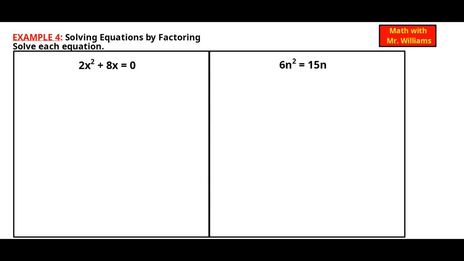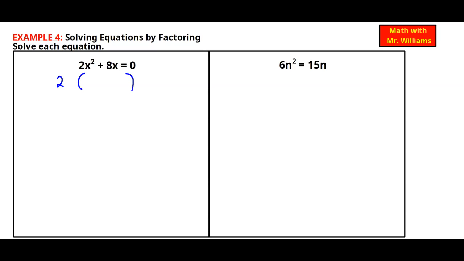Math with Mr. Williams. Example 4. Solving equations by factoring. Solve each equation. So in the first one we have 2x squared plus 8x equals 0. So we're going to go ahead and factor that first. So what's the biggest number I can take out of a 2 and 8? Well, 2.